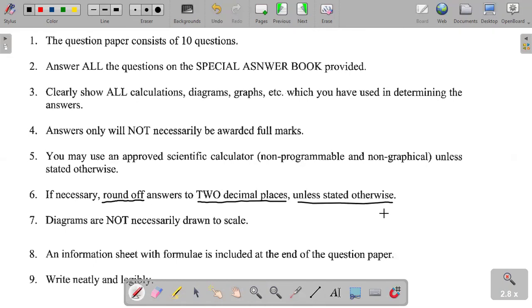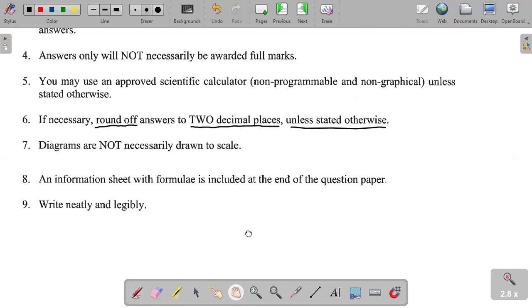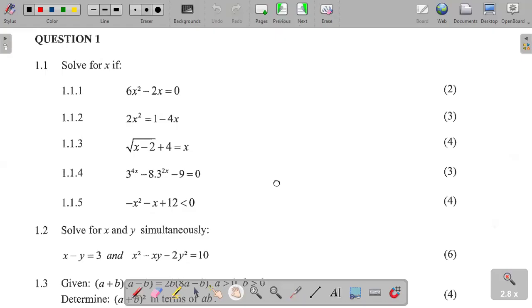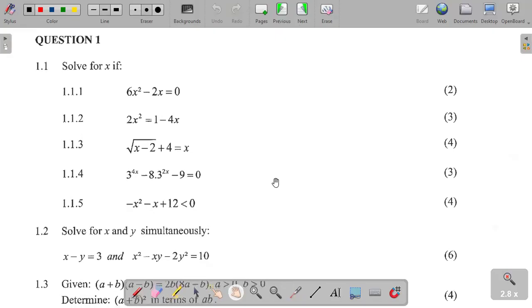What it should say is that a minimum of 2 decimal places. I think that's a more appropriate thing. So even if you do 3 decimal places, it's still okay, because 3 decimal places is more accurate than 2 decimal places. So let's get into the questions. Okay, let's start with question one.